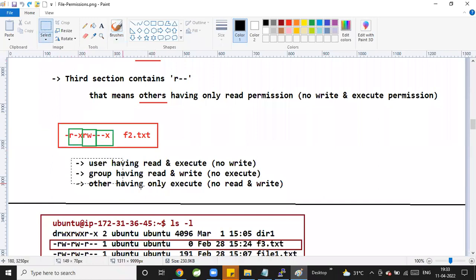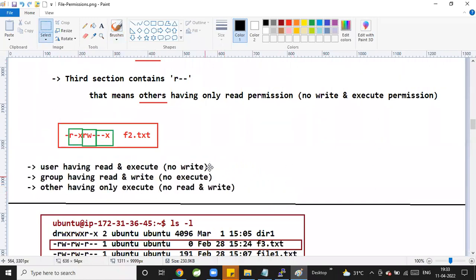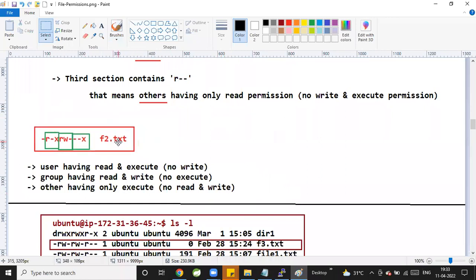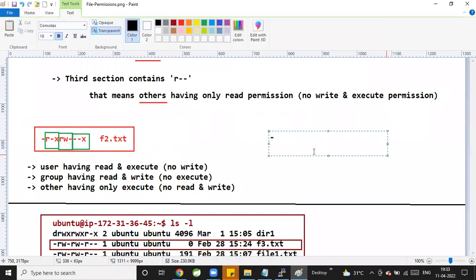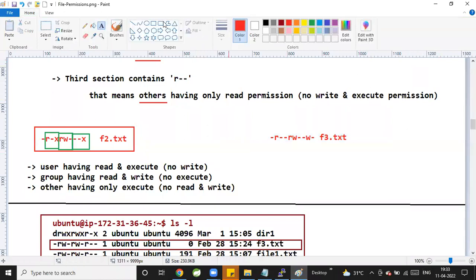Now, can I give you one more requirement? If I give you one more scenario, can you identify that now? -r, rw, w, space f3.txt. Now you tell me, who is having which permission on the f3.txt, guys?